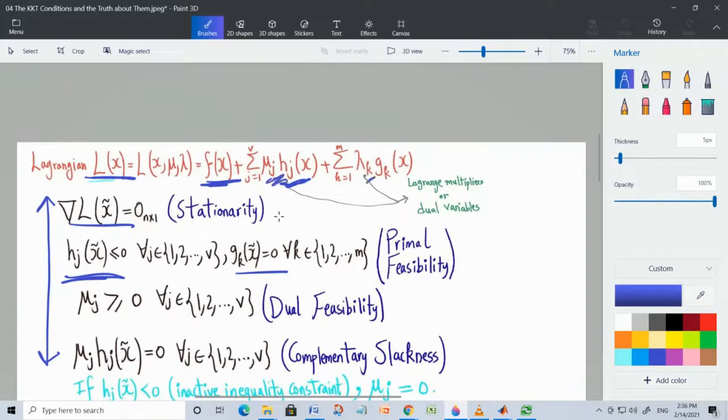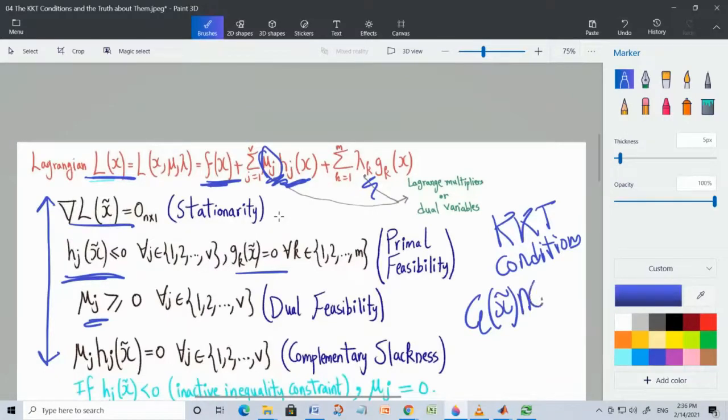Then, for the new variables we introduced, it turns out that they must be non-negative. Those are called the dual feasibility conditions. We need the mu's to be non-negative. So those are the KKT conditions. In abstract form, they mean that the intersection of CL of x tilde and CDD of x tilde is the empty set.